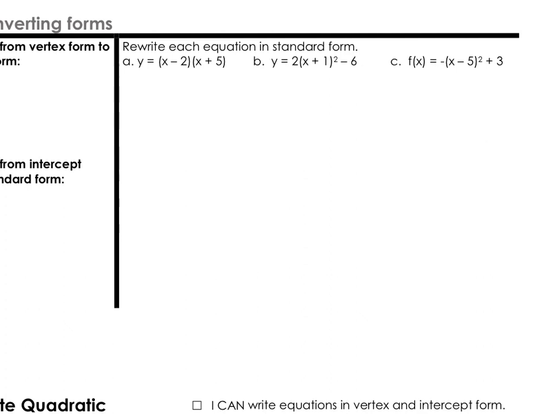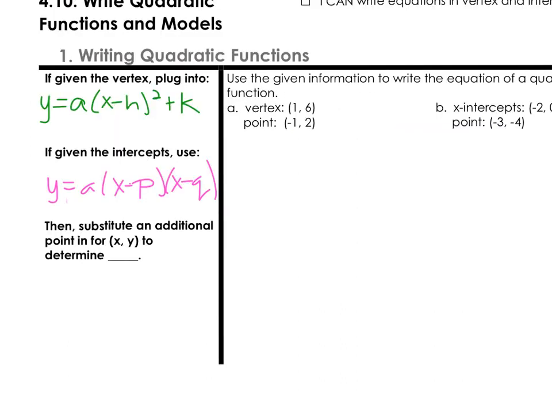We just did converting from these types of forms back to standard form. This is not going to be on your test. I know it's on the review, so make sure to practice it, but I'm not going to put that on the achievement assessment. The part down below, I definitely am going to add. So let's take a look at lesson 4.10.